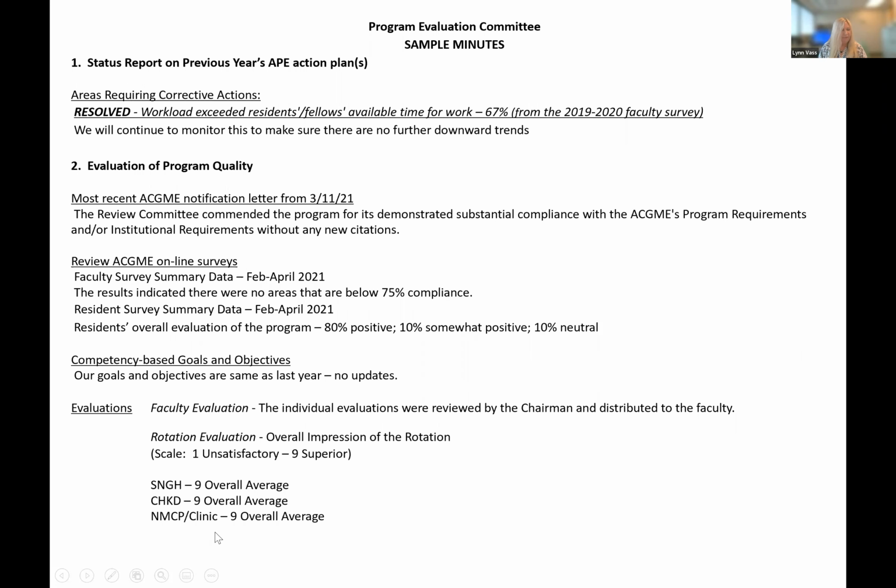Okay, so after the PEC meeting, I do minutes and then I circulate them to all the faculty. This is not the whole minutes, just an example. I basically go through each of the categories like I showed in the agenda and just put in what it is we discussed, or what the situation was.